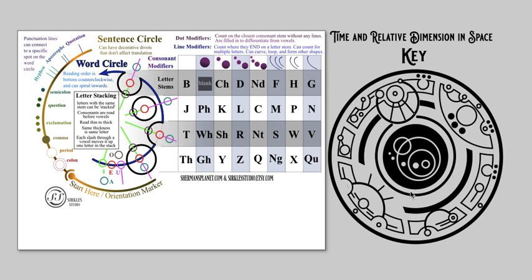And then our last word in the middle here in the negative is the word key. We have 1, 2 dots on this circle inside the word circle, making it a K. Then an E inside it, and then we have 1, 2 dots on the Y, which is a circle on the line of the word circle. So altogether, time and relative dimension in space. Key. And that is that design. I hope you like it.